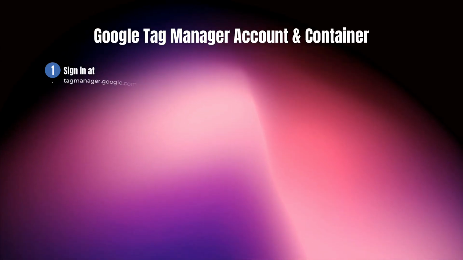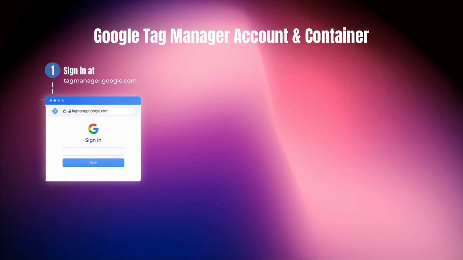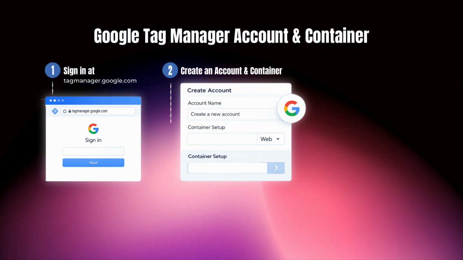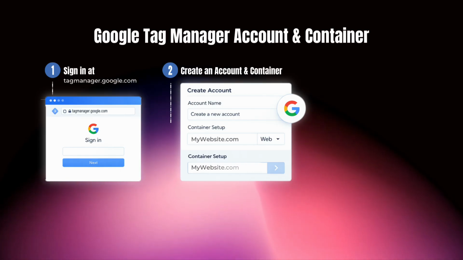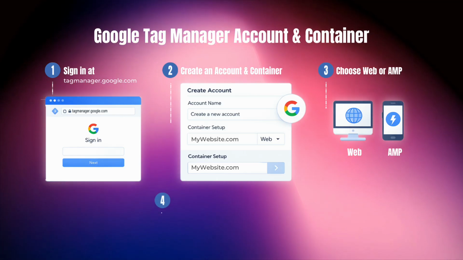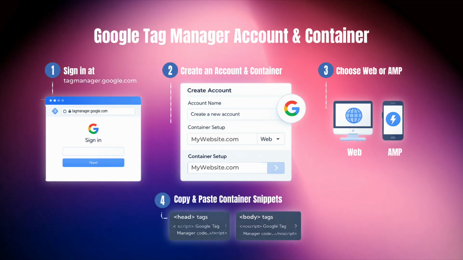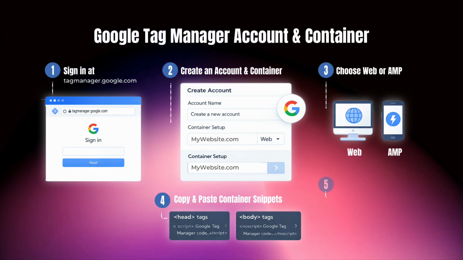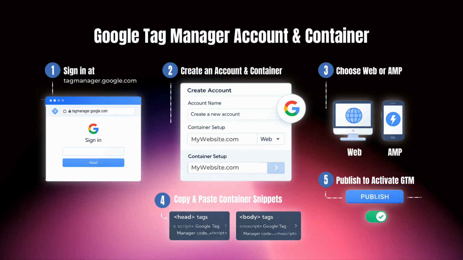First and foremost, you're going to want to know how to set it up. So first of all, just go to tagmanager.google.com, sign in with your Google account, and then proceed from there. You're going to want to create an account and then a container. So for example, it could be mywebsite.com. Then choose web or AMP depending on your platform. After that, go ahead and copy the two container snippets and paste them into your site's header and then the body as instructed. Finally, just go ahead and publish the container and activate GTM on your site.